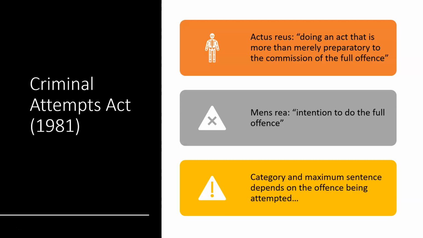So if we look at the Criminal Attempts Act, like I said, it sets out the actus reus and the mens rea. It's really important that you do include the Criminal Attempts Act in any answer you give, and particularly that it's capitalised, so Criminal with a capital C, Attempts, capital A, and Act always with a capital A as well. The actus reus is fairly wordy, but what it is: doing an act that is more than merely preparatory to the commission of the full offence.